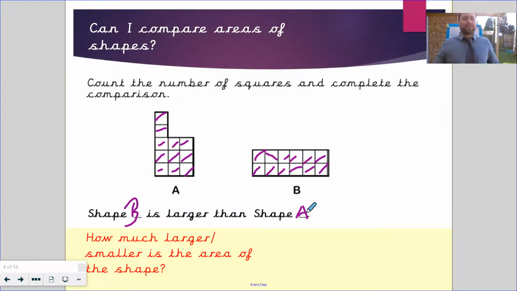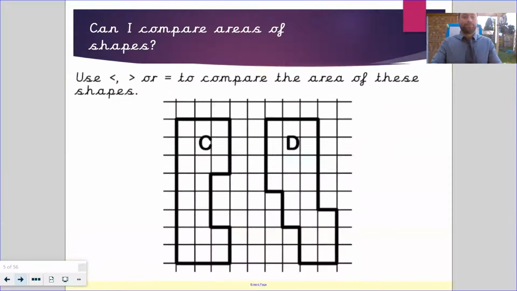But the next question to extend yourselves: how much larger or how much smaller is the area of the shape? So what is the difference between the areas of these two shapes? How much larger is shape B than shape A? If you got that correct, it is 1 centimeter squared larger. So not much difference in it, but that difference all the same.